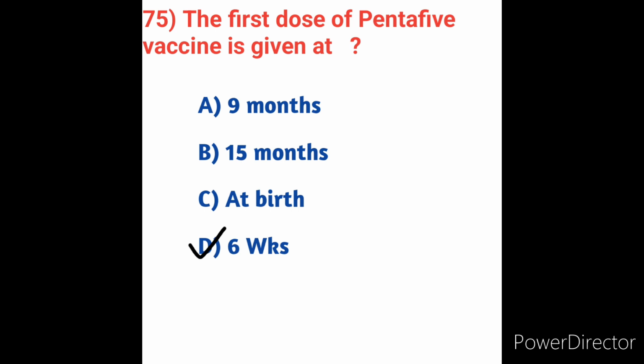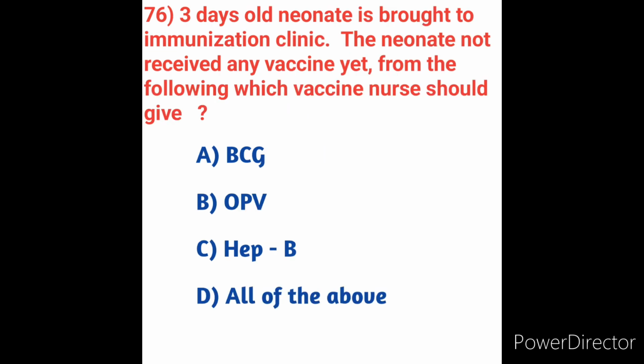Next we will move on to question number 76. A 3 days old neonate is brought to the immunization clinic and the neonate has not received any vaccines yet. So here the 3 days old neonate has come to the immunization clinic, and has not received any vaccine at birth. From the following, which vaccine should now be administered? Here we will see the options first.